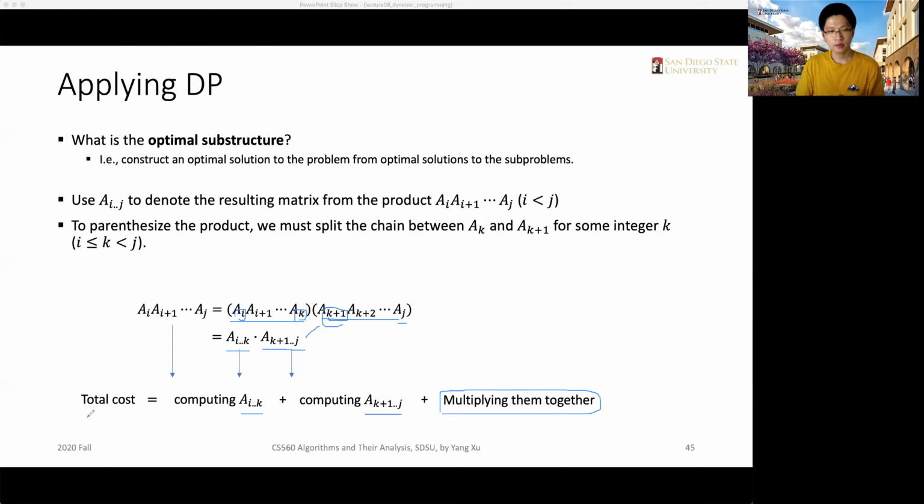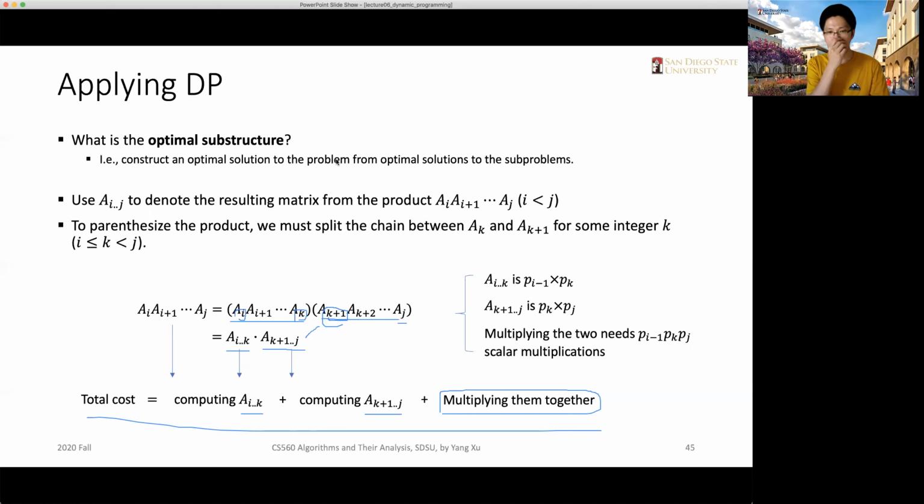Okay, so far this equation looks pretty much like divide and conquer thinking, right? We split the original problem into two subproblems, solve them individually and then combine the results. So this is also the so-called optimal substructure. But eventually we'll find that we don't need to use a recursive way to solve it, because there's too much overlap in the subproblem space.